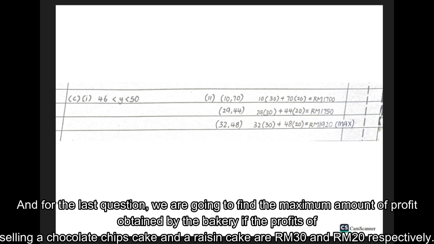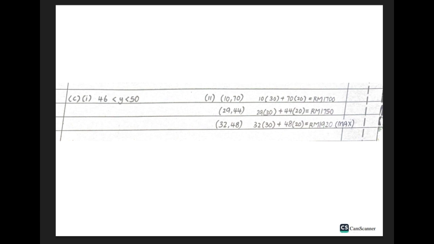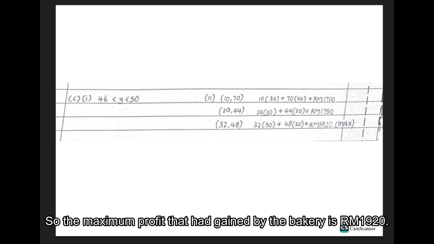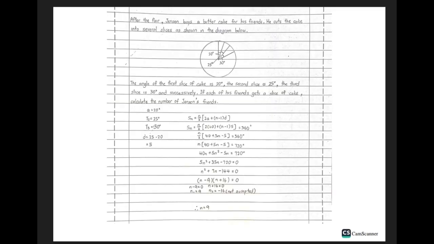And for the last question, we are going to find the maximum amount of profit obtained by the bakery if the profits of selling a chocolate chip cake and a raisin cake are 30 ringgit and 20 ringgit respectively. So the maximum profit gained by the bakery is 1,920 ringgit.